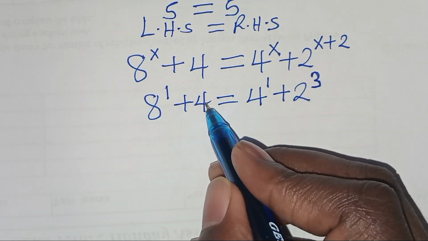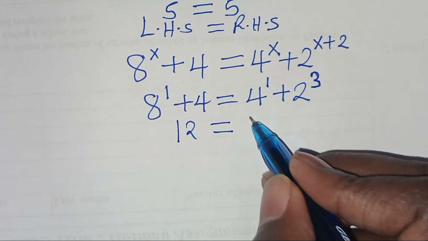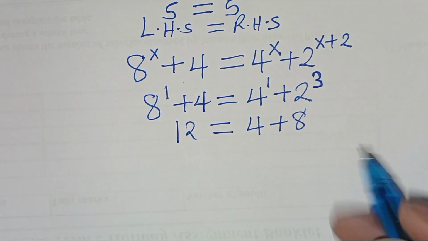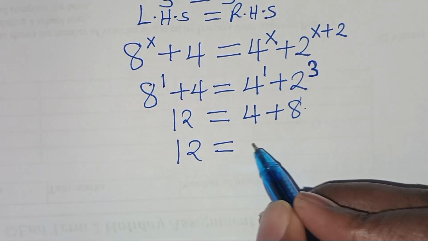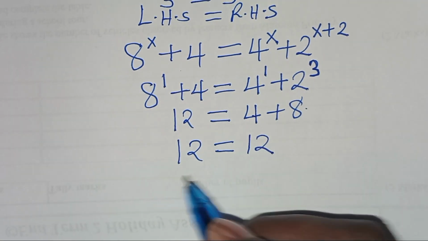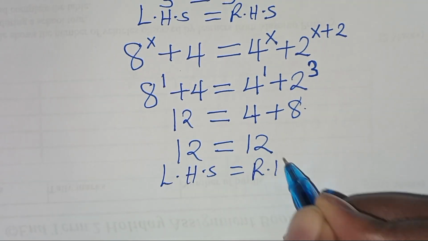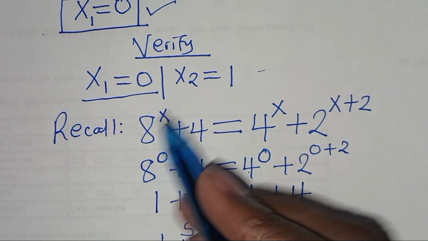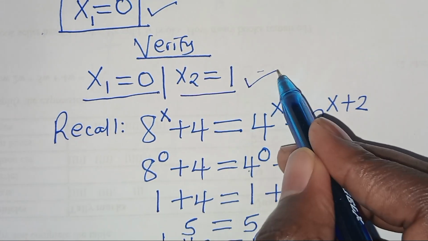So 8 plus 4 here, this is 12, which is equal to 4 to power 1, this is 4, then plus 2 to power 3, which is 8. So this is 12, which is equal to 4 plus 8, this is 12. So this implies that the left hand side is equal to the right hand side, and this implies that the two values of x, 0 and 1, satisfy the equation.